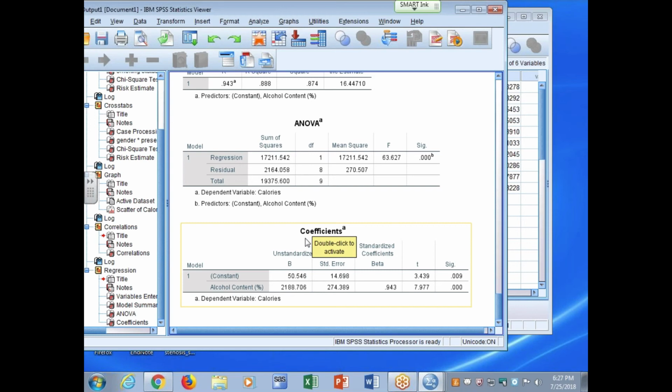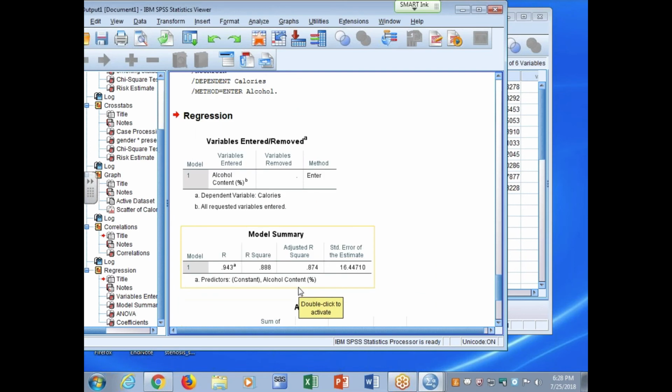X is the alcohol content. Y is the calorie count. So the calorie count is equal to 2188 times 1%, right? That's our alcohol content. 1% of this is 22 plus 50. So an alcohol with 1% alcohol in it, we would predict would have about 72 calories. That's what this formula would predict. If it's 2%, it would be 0.02 times this, so it would be 90 or so. It goes up as we go up.